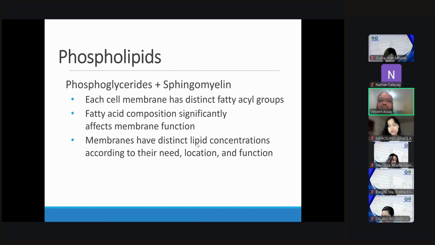So for each cell membrane, they have distinct fatty acyl groups. Certain parts of distinct cell regions can have distinct fatty acyl groups. Certain parts of the cell may have higher amounts of stearic acid. Some will have more oleic acid. This determines their function and the properties that they have.